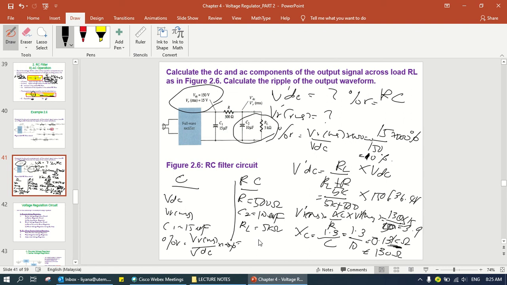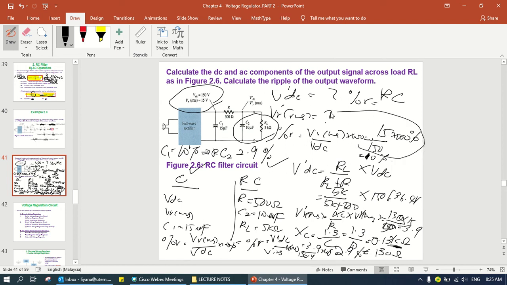So now you can find the percentage of ripple. V prime RMS over V prime DC times 100. 3.9 divided by 136.4 times 100. So you will see the percentage of ripple is reduced. It becomes 2.9%. So from 10%, if you add RC, this one is C1, it becomes 2.9%. So that's good. The percentage of ripple is reduced. This is what we want. So that's why you have to calculate the percentage of ripple before you add RC, so that you can compare the percentage. If it gets higher, it means your calculation is wrong, so you have to check back.